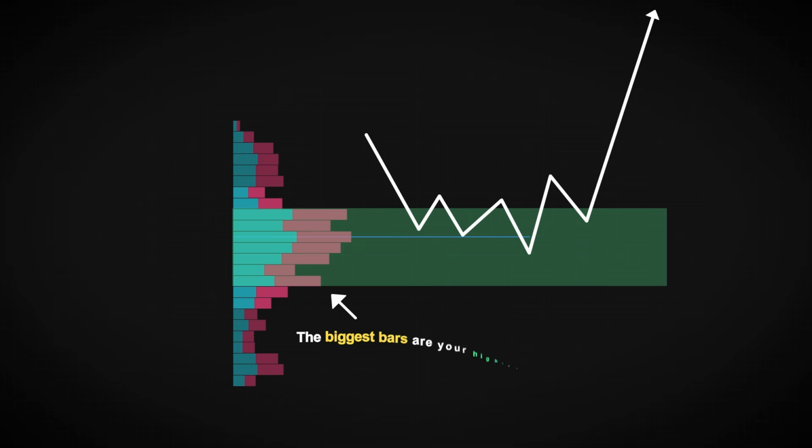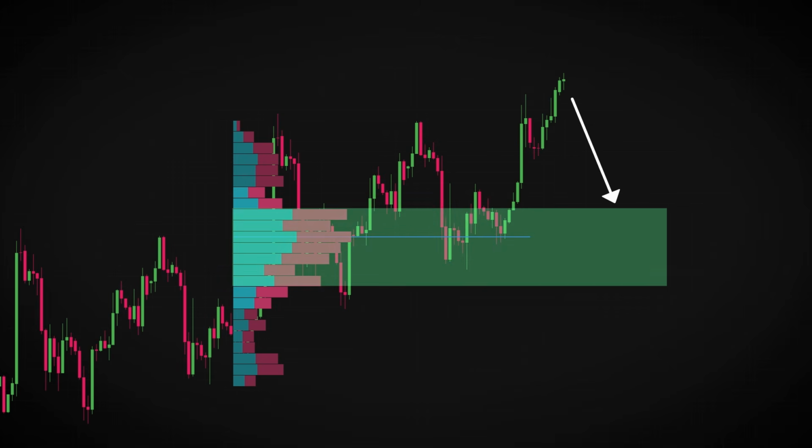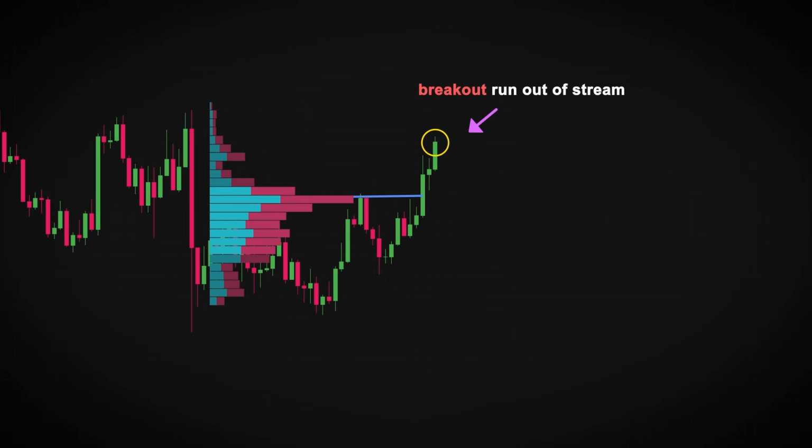Those fat ones, those are your high volume nodes. That's where institutions built positions, where serious size moved. And when price drifts back to one of those levels later on, the market remembers. That's the reason price stalls around these zones. It's why breakouts so often just run out of steam right about here. It was never random. It's price coming back to where the real business got done.